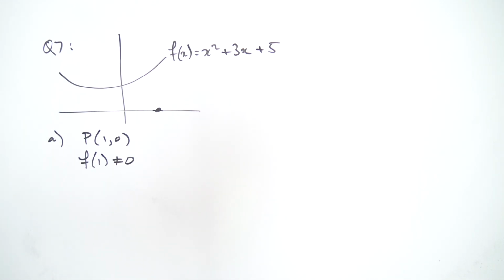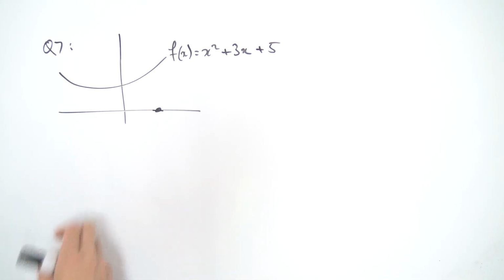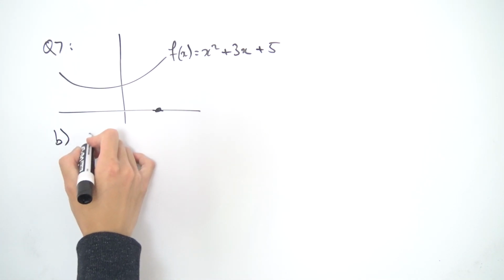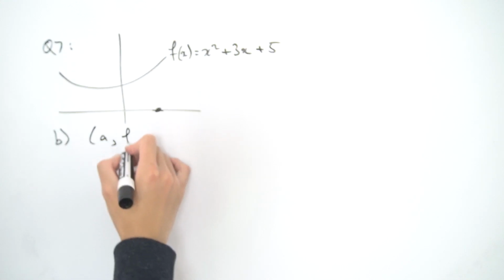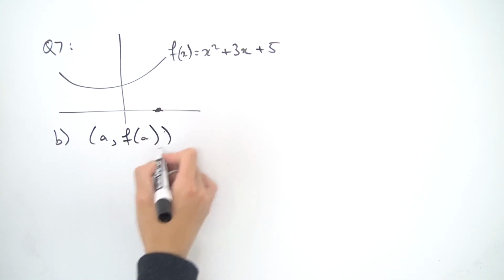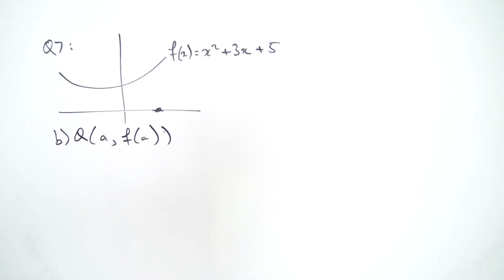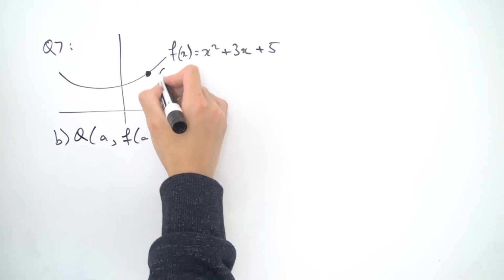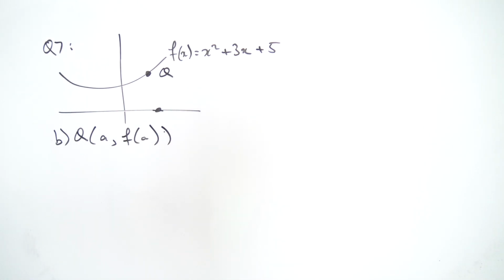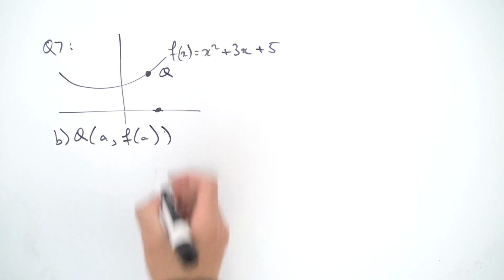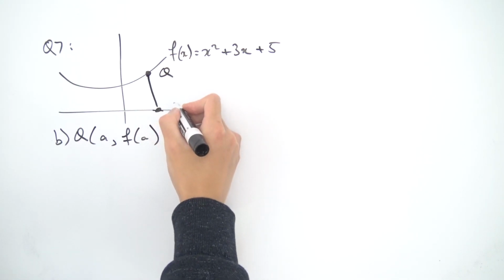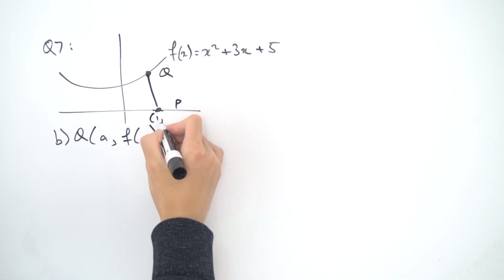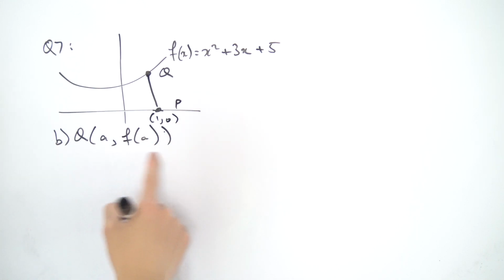And for part B, we have to consider some point (a, f of a), and they call this point Q. So let's say we have some point Q on here, and we have to find the slope of the line that connects Q and P together. So P is (1, 0), Q is given by whatever this is. And to find the slope of this thing, well, that's pretty easy. You just use the gradient formula.